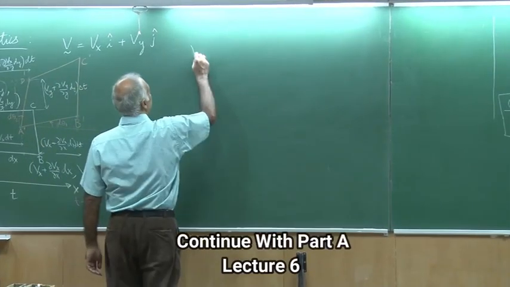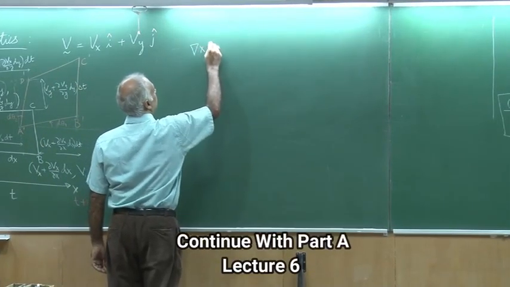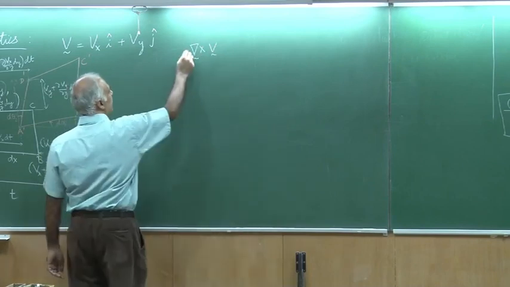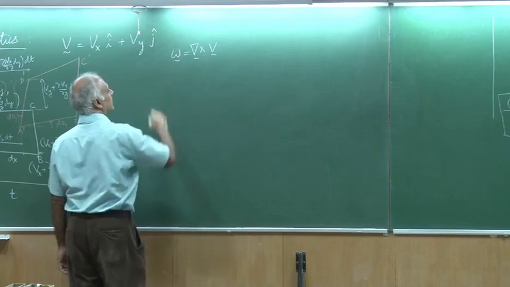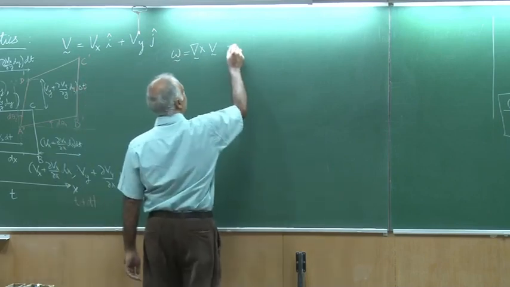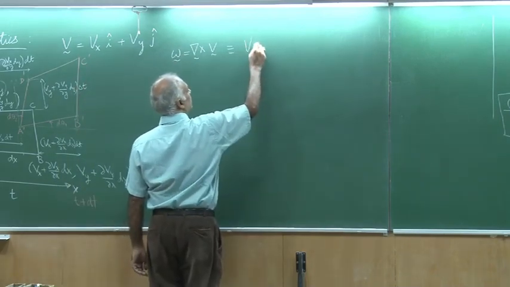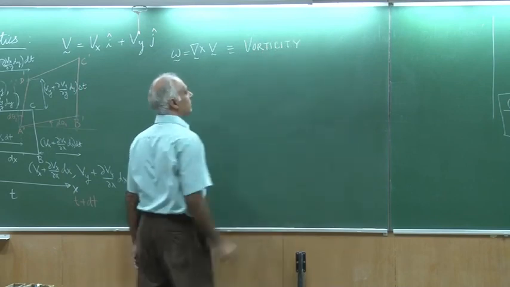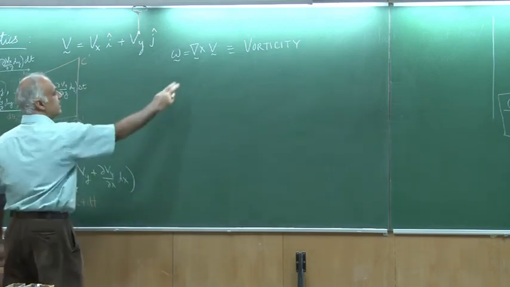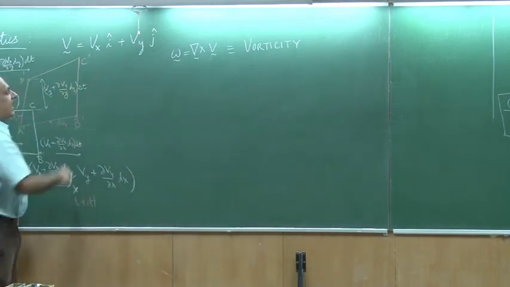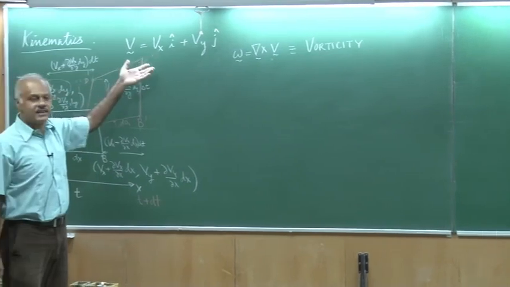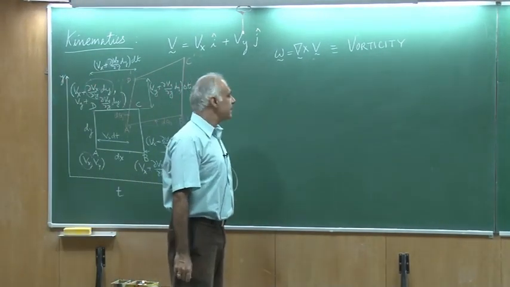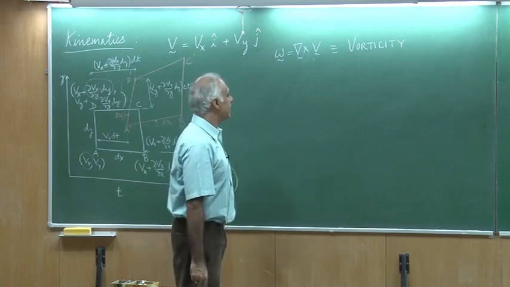So, the quantity curl of velocity, we have a special name for it in fluid mechanics, and that is called omega, and that is known as vorticity. So, if I know the velocity field V, I have written here a 2-dimensional field, but in general it could be a 3-dimensional field, then I could calculate the curl of velocity, and that is called vorticity.